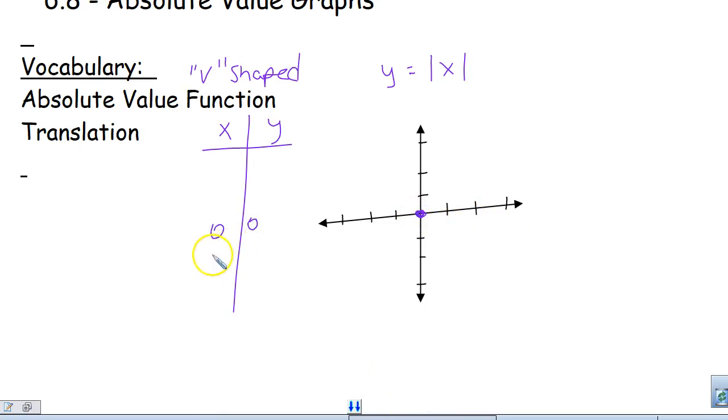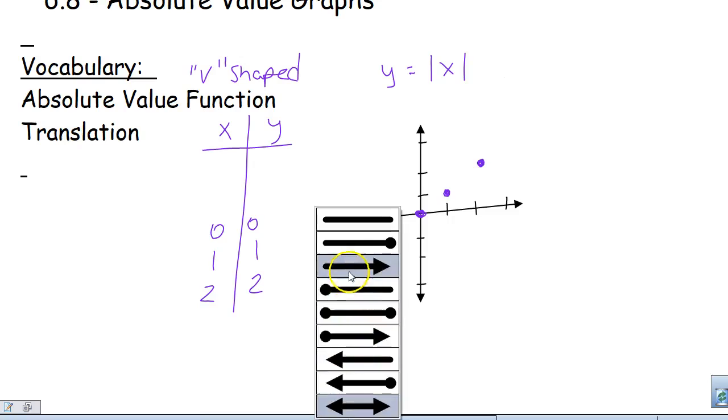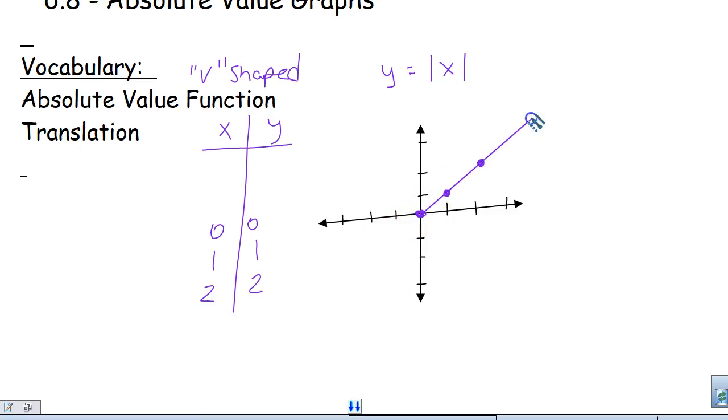Now, if I were to plug in 1, what's the absolute value of 1? 1. So I would graph the point 1, 1. If I were to plug in 2, what's the absolute value of 2? 2. So I'd graph the point 2, 2. And that is the right half of my graph so far.